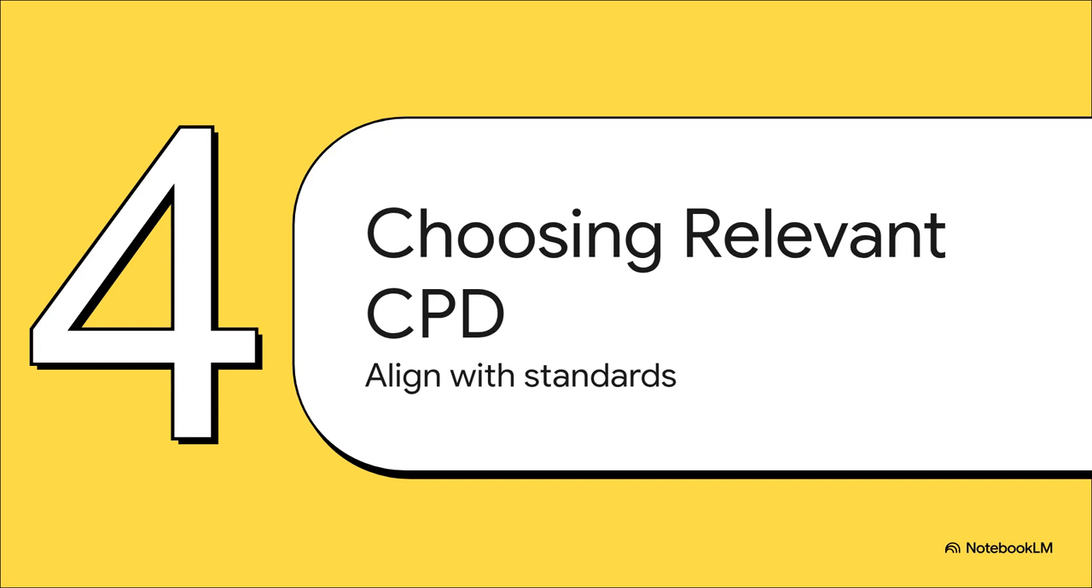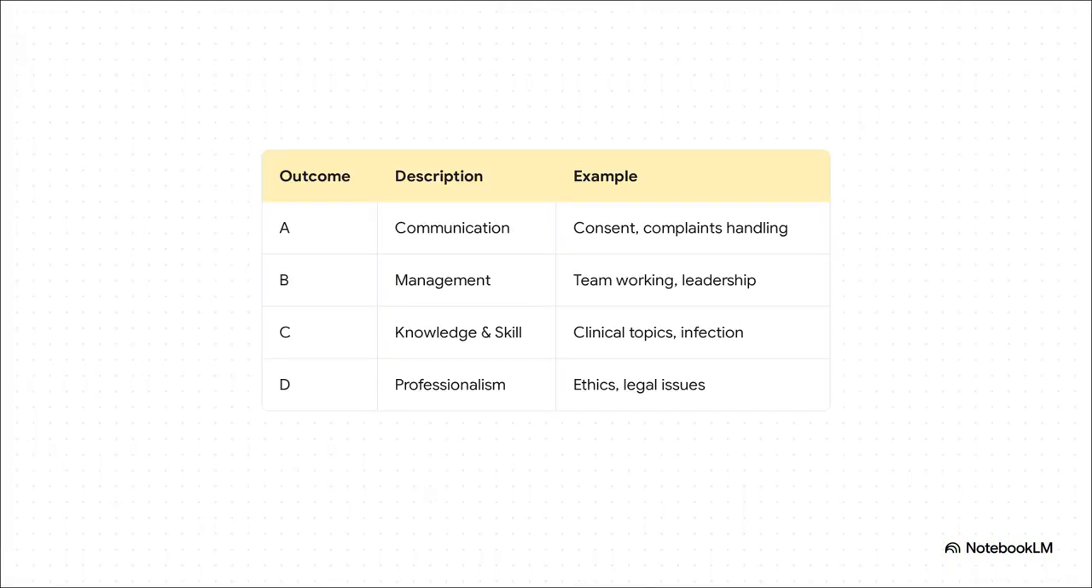So, with all this planning and logging, how on earth do you make sure you're choosing the right CPD? It's actually pretty simple. Your activities have to be relevant to what you do, and they have to link directly to the GDC's development outcomes. And here they are, the 4 GDC development outcomes. Think of them like this. A is for effective communication. B is for business and management. C is your core clinical knowledge and skills. And D is all about professionalism and ethics. Every single CPD activity you do has to link to at least one of these, and the goal is to cover all 4 of them during your 5-year cycle.